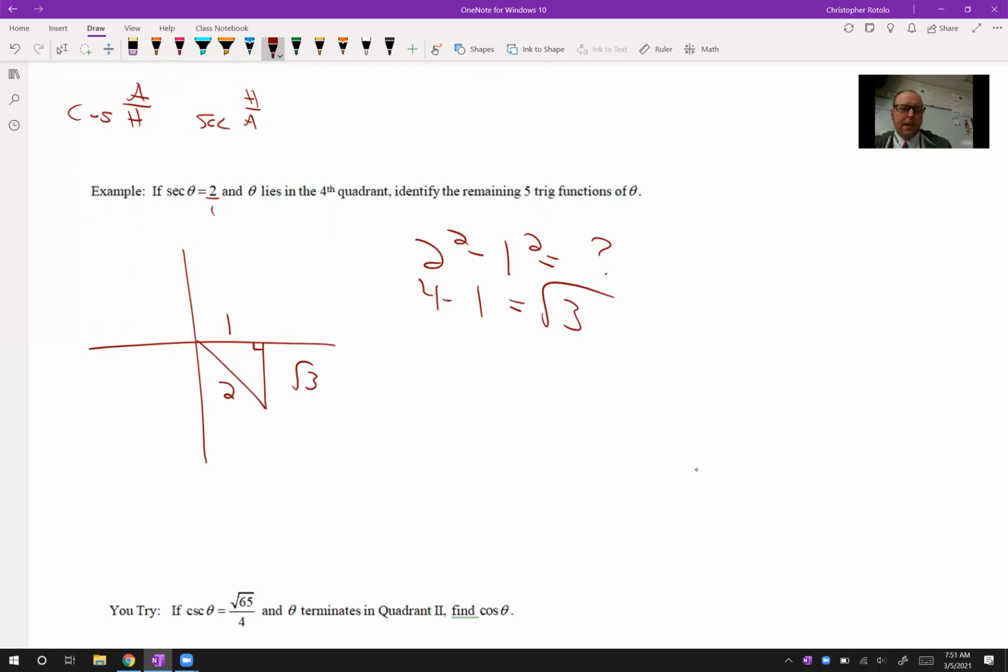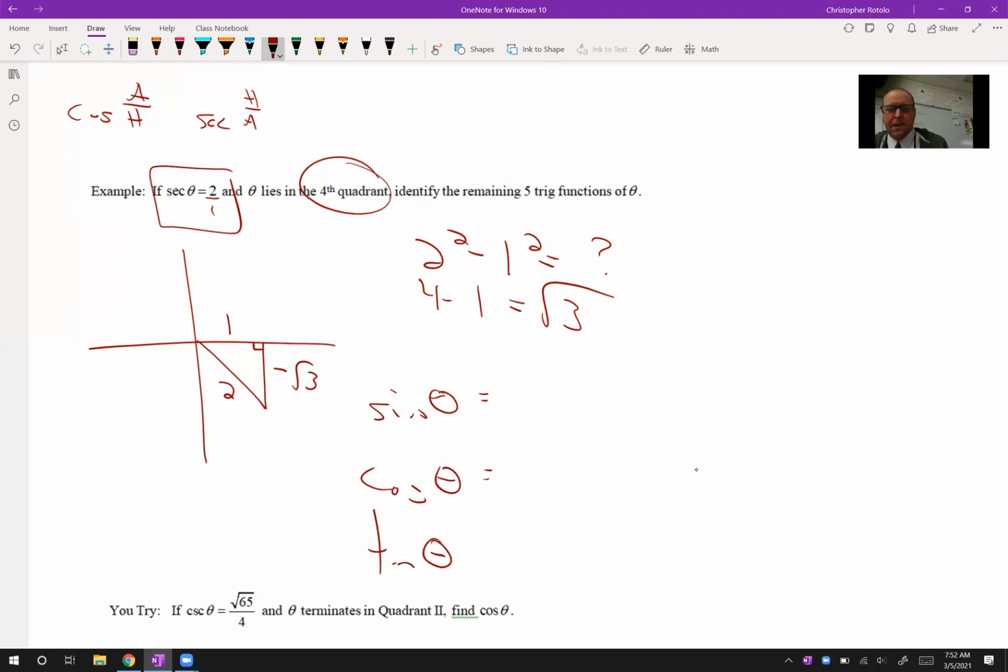All right, so here's kind of the strange thing about it: notice we're in the fourth quadrant. So what happens is we end up with negative. All right, so now we have the entire triangle figured out. So if we know that secant is 2 over 1, that means cosine, right? So the things we still need are sine, tangent, and then we'll need cotangent.